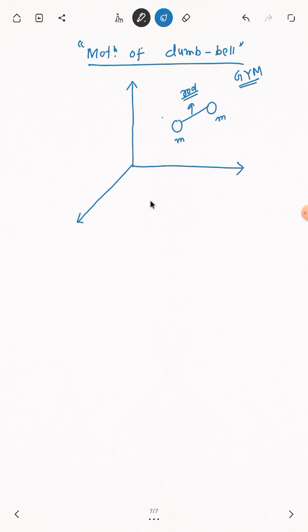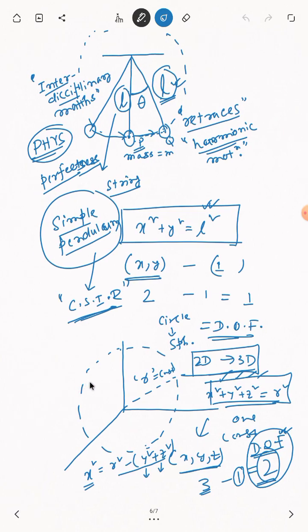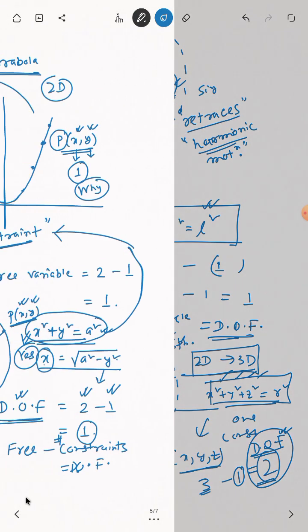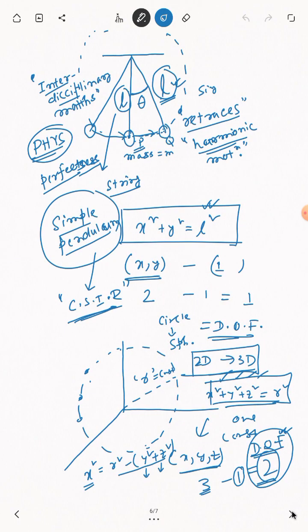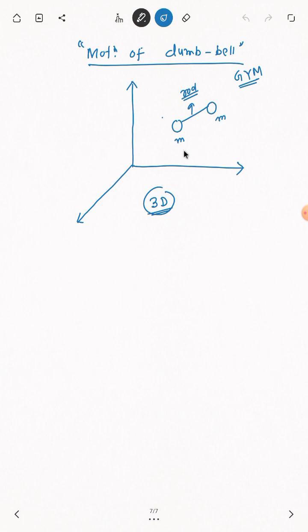So look at the thing. Here the system is a three-dimensional system and it is not a single particle. Look at this figure. Here the particle was single. Each problem we have discussed so far, the particle was a single particle. But here is the beauty. When we discuss the motion of dumbbell, then we have a two particle system. What is the beauty of a two particle system in 3D?